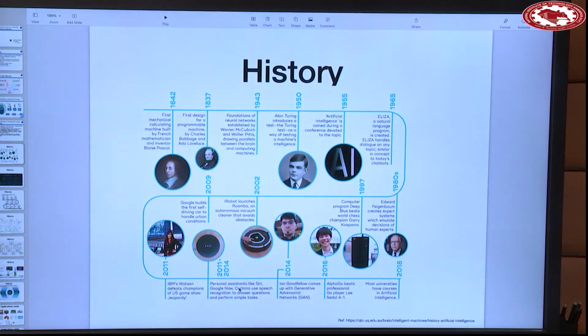So there is a history of AI, which I have already discussed in the inaugural sessions. It starts in 1642, and then the first neuron model in 1943, the third one. Can you see?